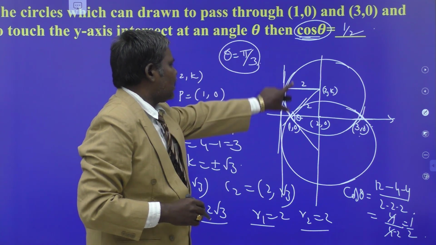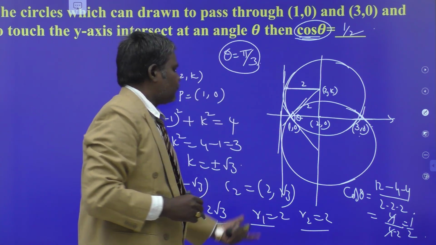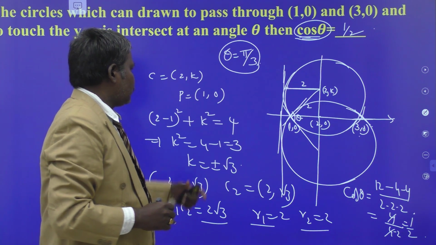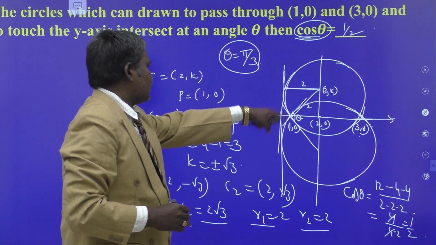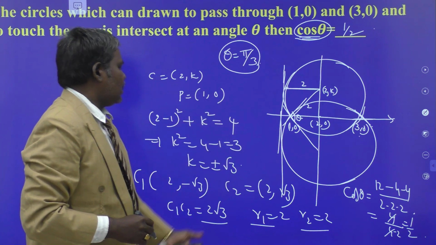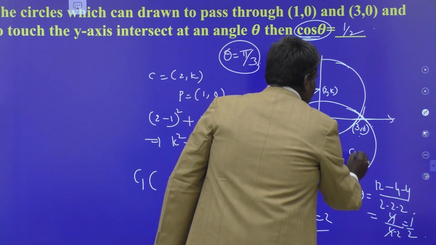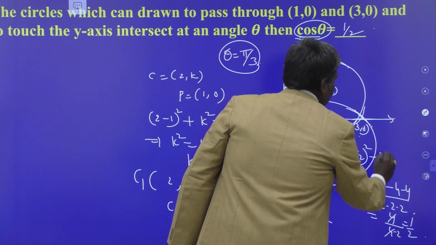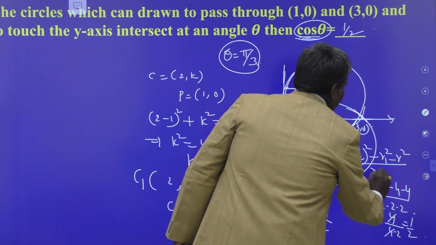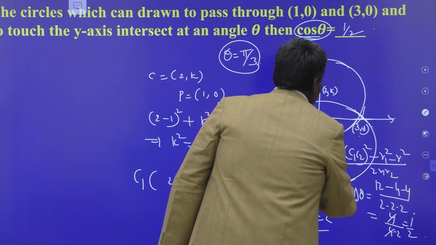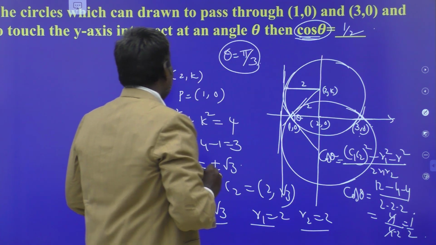Just by writing the two equations itself, we can find the cos theta value. Without writing the equations, by taking the centers and radii, we can write the cos theta. What is the formula here? C1C2 square minus R1 square minus R2 square by 2 R1 R2 itself gives the cos theta. Okay. Next one.